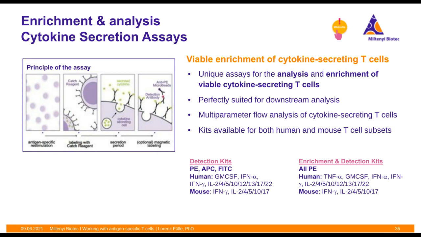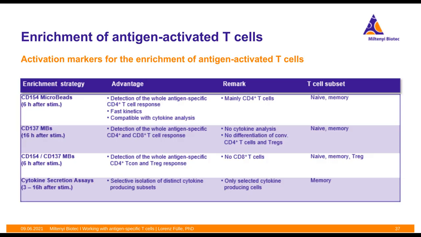Consequently, our cytokine secretion assays come in two versions. We have the so-called detection kits for flow analysis only, while for the enrichment and analysis of viable cytokine secreting cells, we have the so-called enrichment and detection kits.